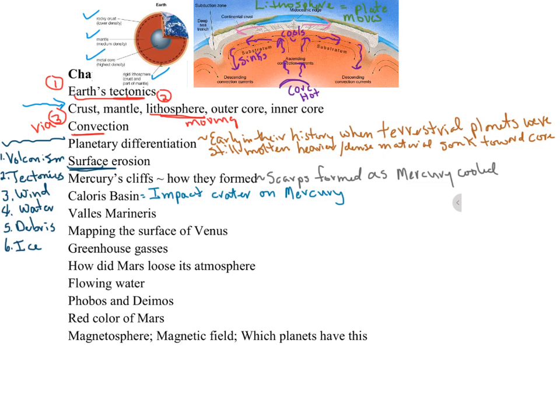Valles Marineris, sounds like a spaghetti sauce, is associated with the planet Mars, and I call it the big boo-boo kind of around the equator region. It's about in length, about the width of North America.